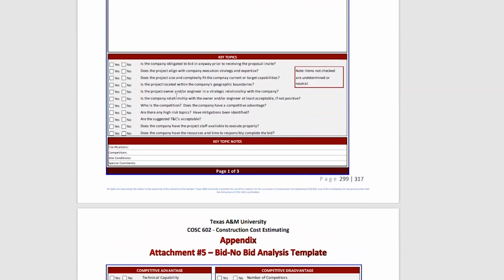We were asking questions such as, are we obligated to bid in any way? Have we signed something or made an agreement that says we're obligated? If the answer is yes, well, then we pretty much now have to bid no matter what. Most cases, it was no. But we were asking, does it align with execution strategies of the company? Is the project size and complexity something that fits our target capabilities?